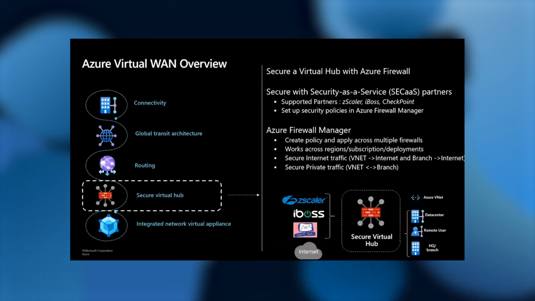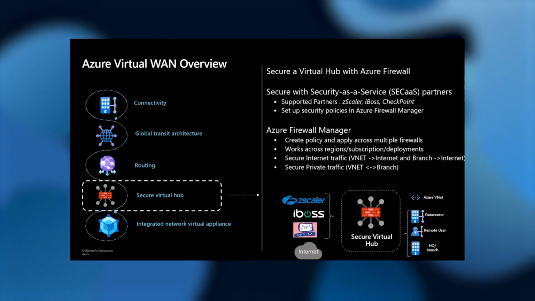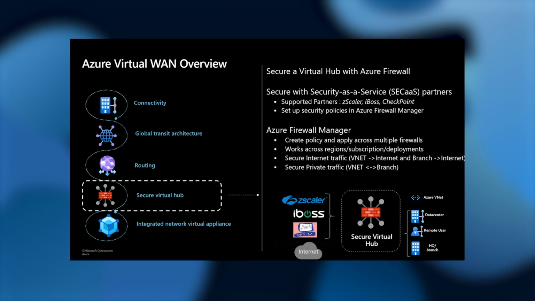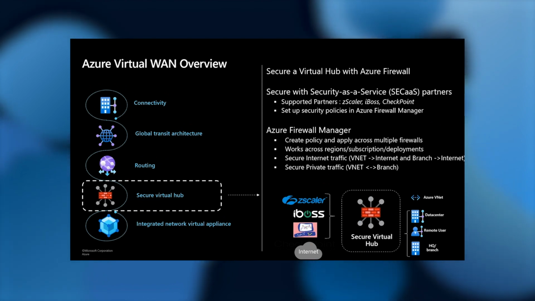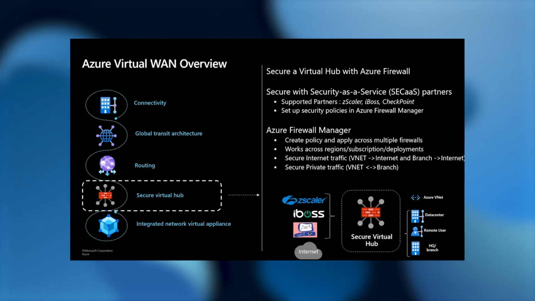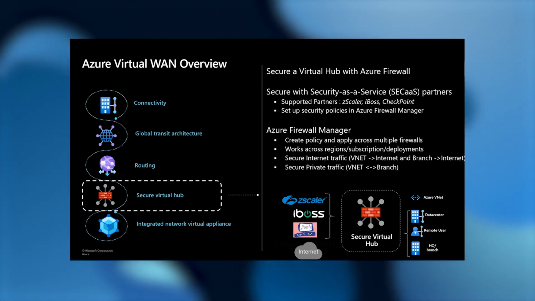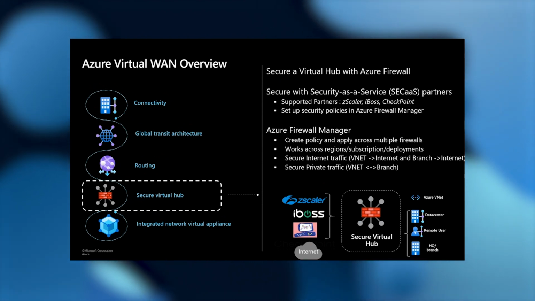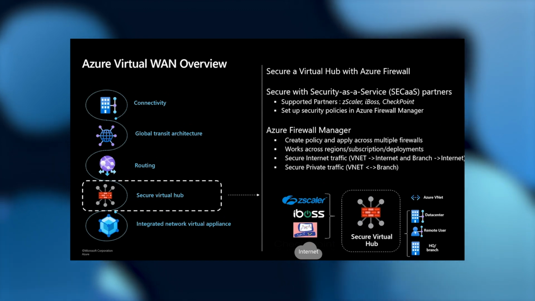The fourth section of Azure Virtual WAN is a secure virtual hub, which is nothing but a virtual WAN hub. And again, a hub is per region, and it's a hub with a firewall in it. So you can deploy multiple firewalls. You can use the Azure Firewall Manager to create policies and apply across multiple firewalls. You can work across regions, subscriptions, deployments. You can secure internet and private traffic, where private is VNet or branches. And with the Firewall Manager, you have the additional capabilities in virtual WAN to set up policies where you can steer the traffic to security as a service partner, such as Zscaler, iBoss, and Checkpoint.